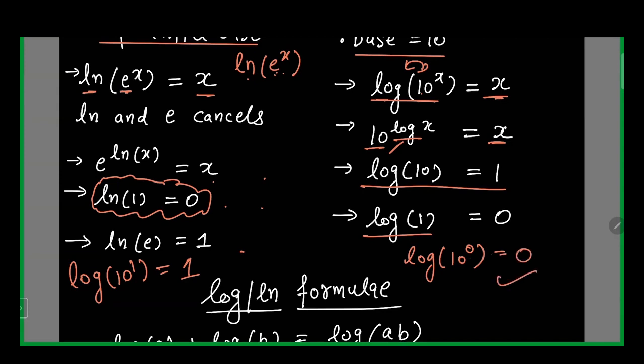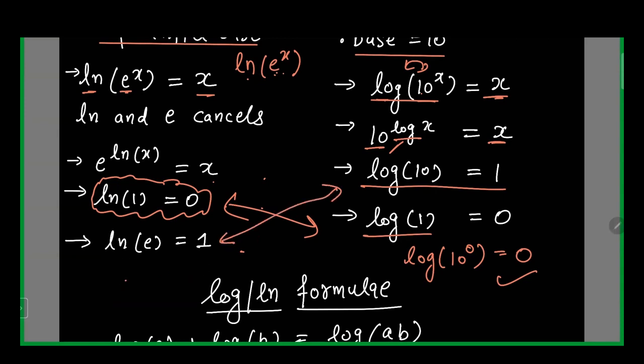So log 1 or ln 1, both are 0. Log 1 and ln 1 both are 0. That you should remember. ln e is 1, but log 1 is 0. Oh, sorry. ln e is 1 and log 10 is 1. Okay, so that you can easily prove all these four things very easily. But you should know a very clear difference between ln and log.